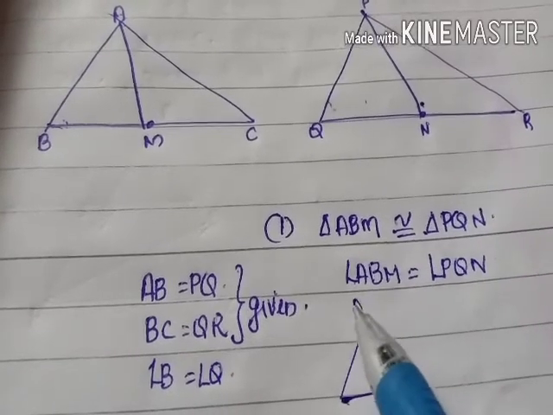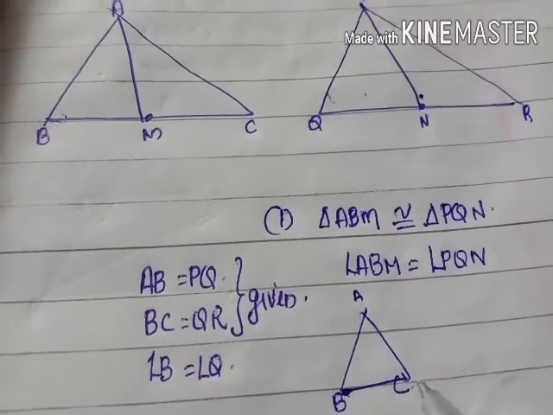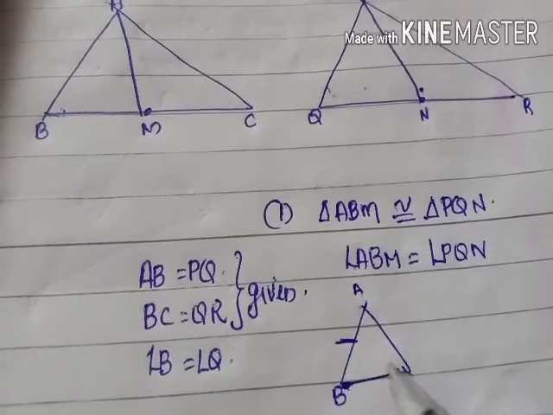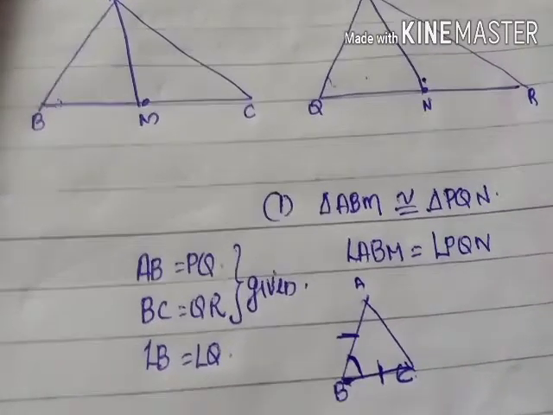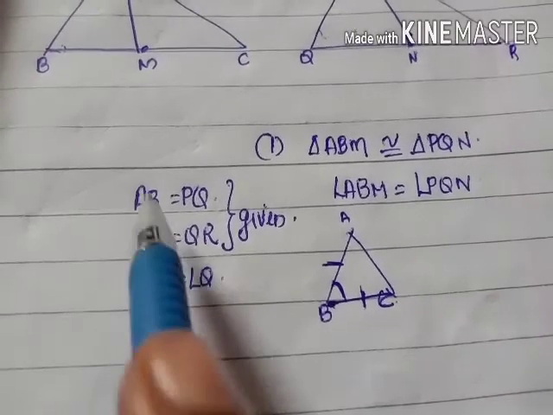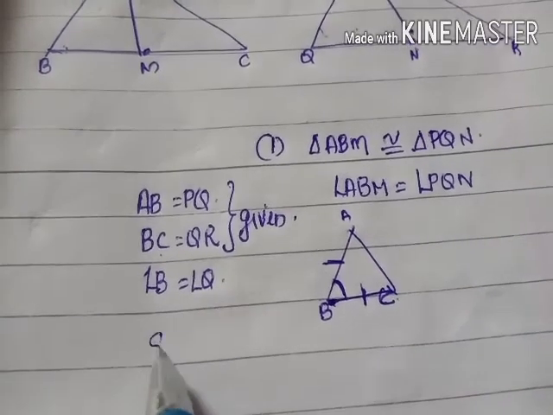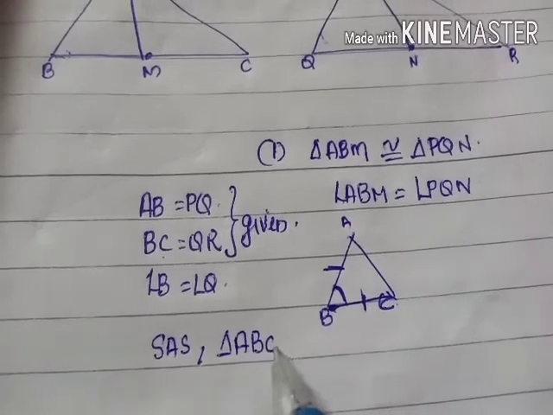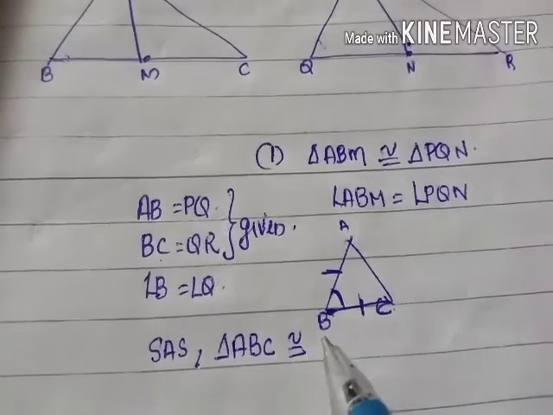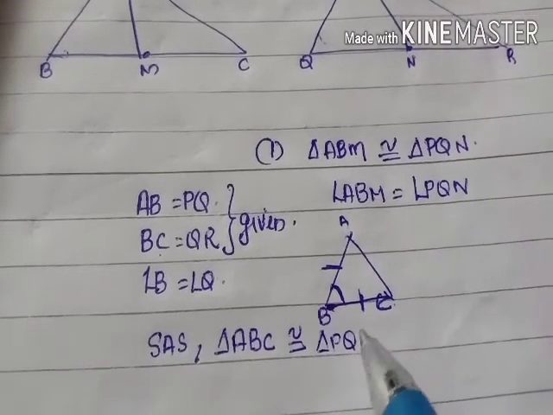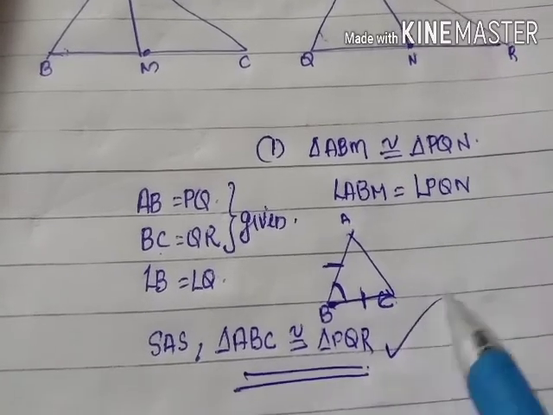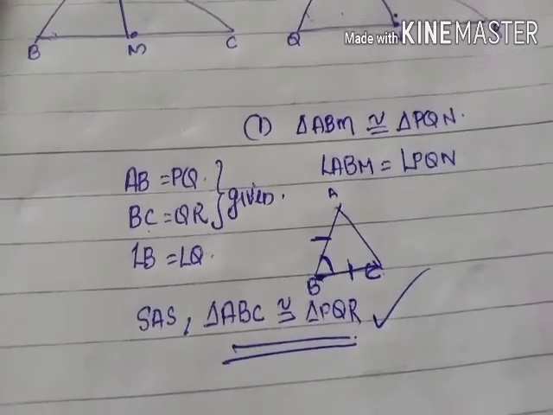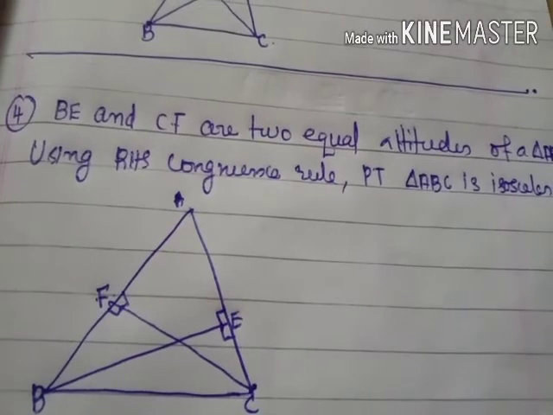So in the triangle ABC, we considered AB side, then BC side, then angle B. So two sides and one angle, included angle, and therefore by SAS congruence rule, triangle ABC is congruent to triangle PQR. Okay, it's clear to you? Okay, see the question.